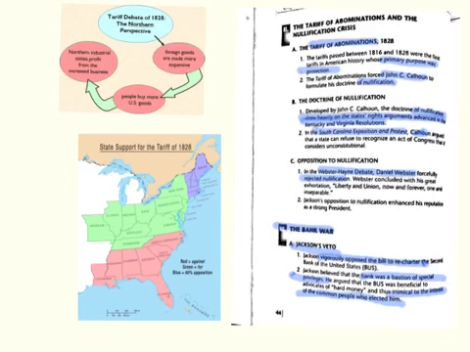So now we move forward to the major events of Jackson's presidency, and for your purposes, you need to know three main things. Number one is the Tariff of Abominations, number two is the Bank War, and number three is Indian removal. The first thing we're going to look at is the Tariff of Abominations that comes out in 1828.